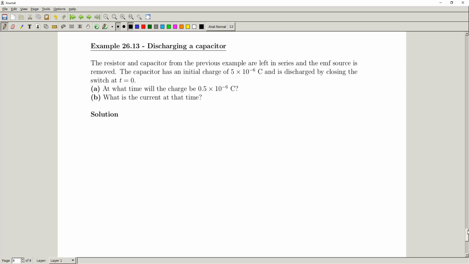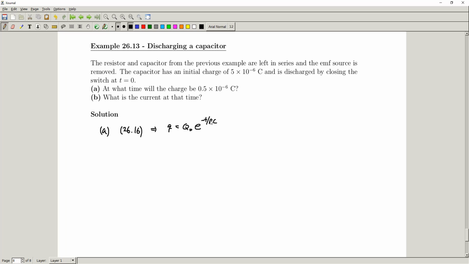Now we want to know at what time the charge will be 0.5 times 10 to the negative 6 coulombs. So when will it be 1/10 of what it was originally? That's what we want to solve first in part A. So in part A, we're going to use equation 26.16. This is one of the equations for the discharging of the capacitor in our RC circuit. And what does this equation give us? This gives us Q equals Q naught, our initial charge when we're about to close the switch, times e to the minus t over RC.